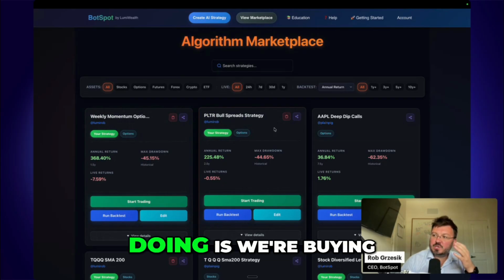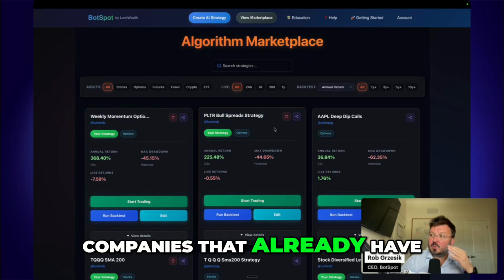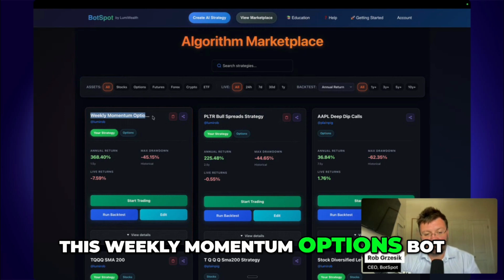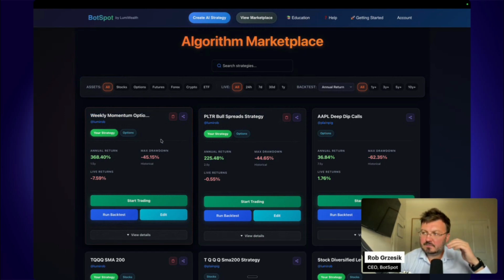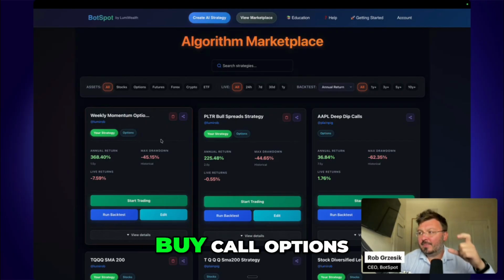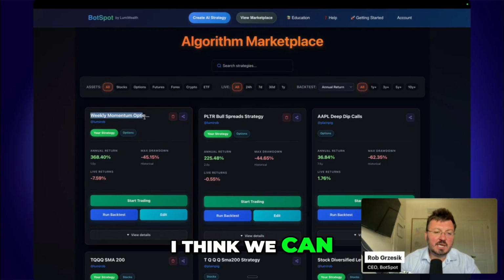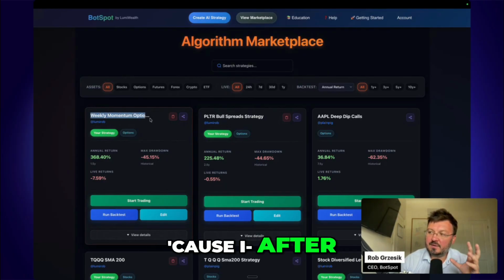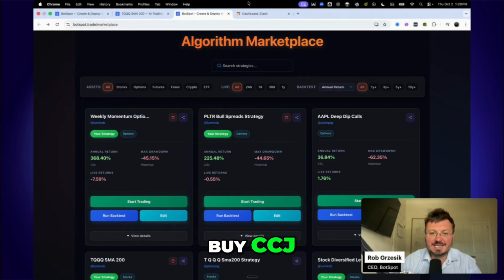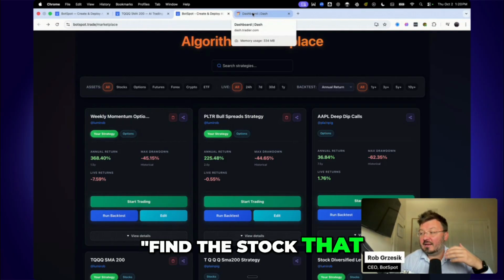Basically what we're doing is buying call options on companies that already have big momentum, right? The original idea behind this weekly momentum options bot was to find stocks that are already doing well, hop on them, buy call options, and run with it. So that's this one. I think we can change the way it works a little bit, because after seeing this thing trade for a few days, I have some ideas around it. It decided to buy CCJ.